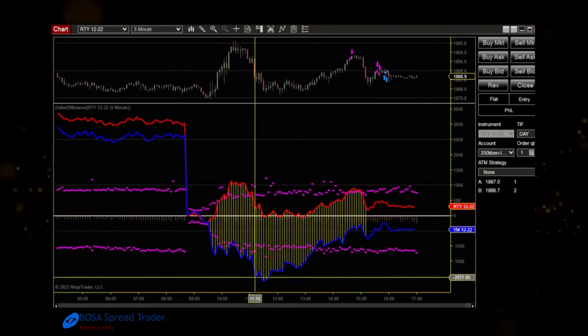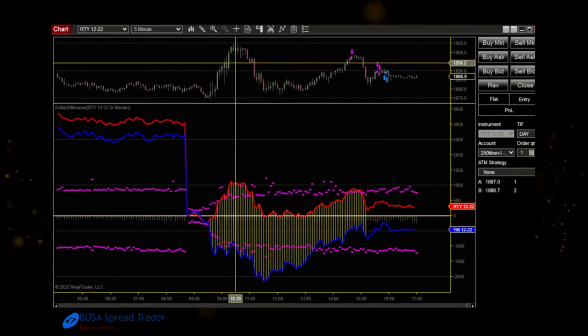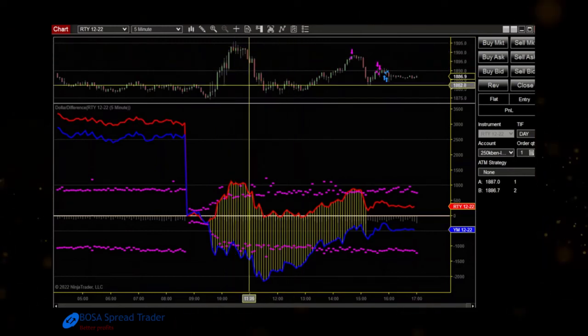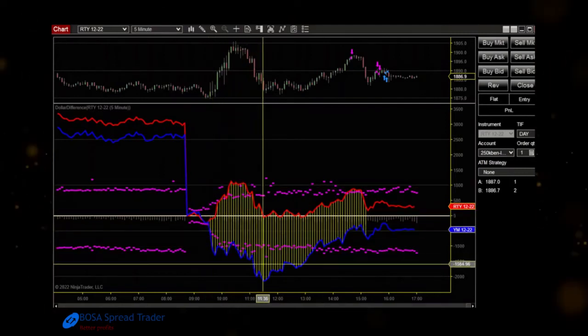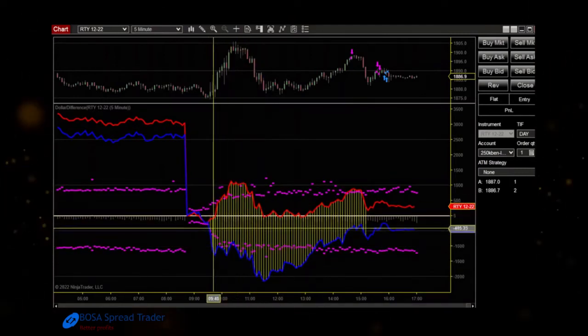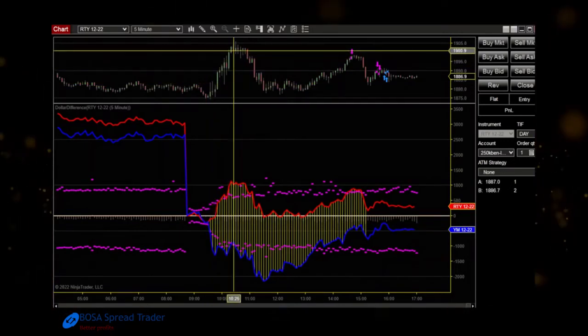The YM tanked Friday. So that's why we had such a huge spread move in this spread. Because when you buy the Russell and sell the YM, this is a huge difference. So you're gaining money in both directions. This was a really divergent move.